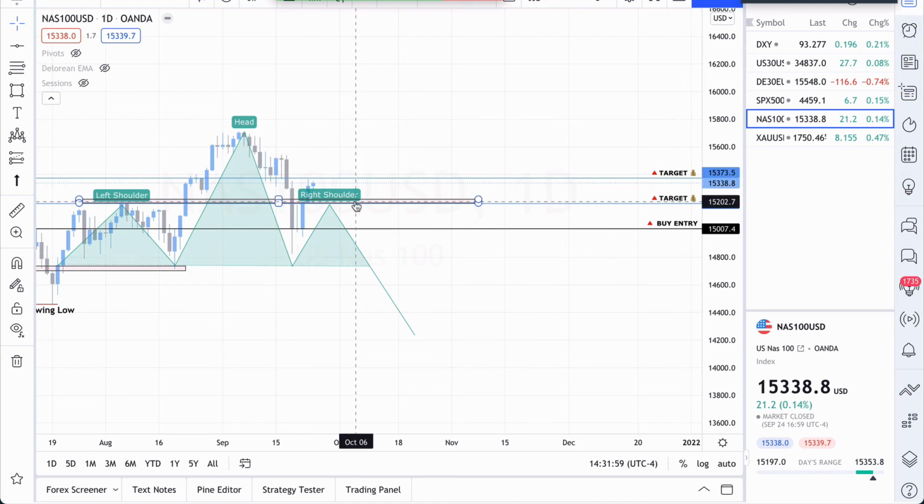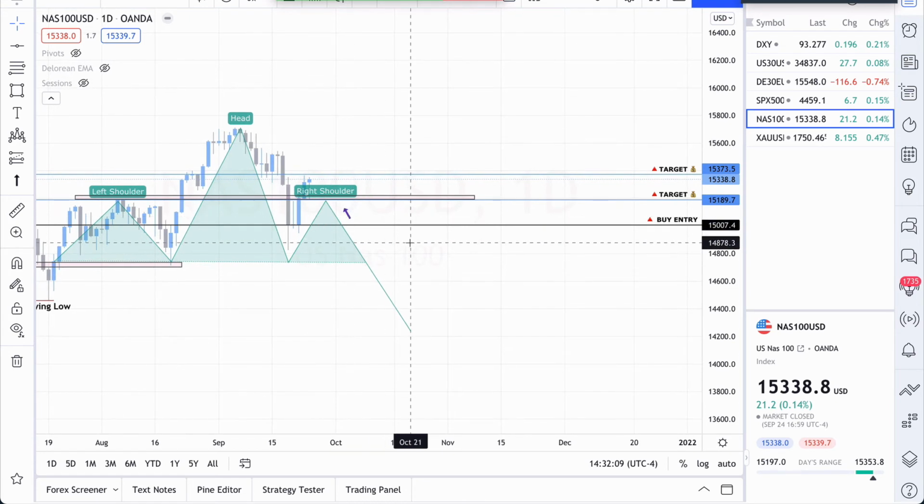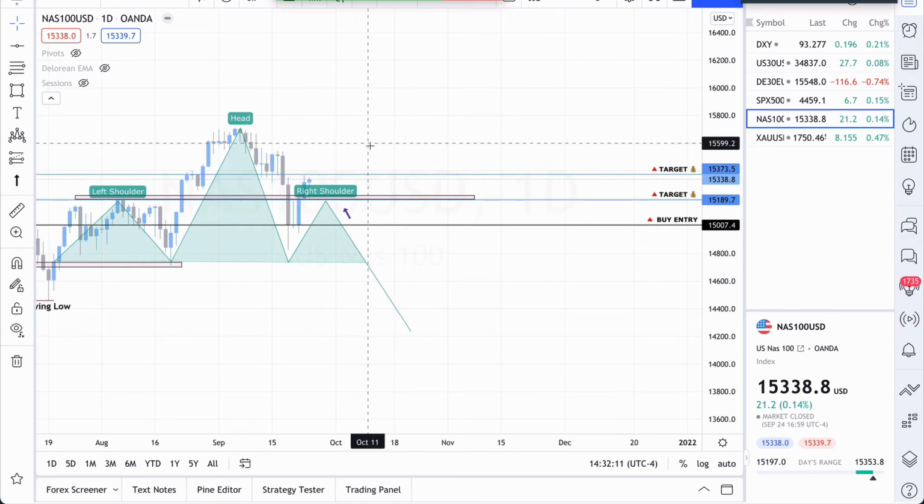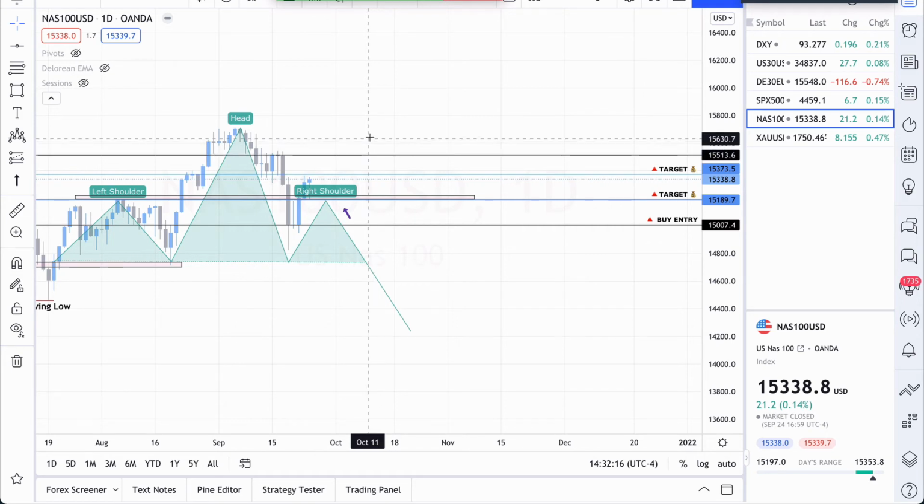Let's see what happens when the market opens. I would be looking for it to come back to these areas right here. If it doesn't, I'm looking to push up into previous highs.